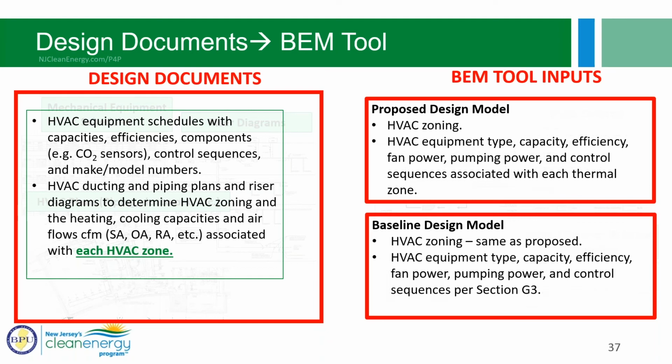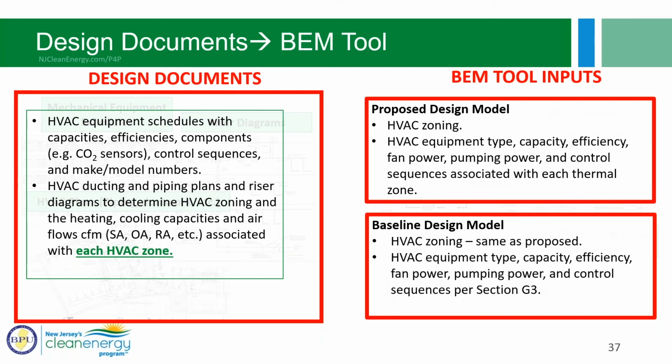The HVAC ducting and piping plans and riser diagrams help us to determine the HVAC zoning. And sometimes they'll show CFMs to help us understand the airflows associated with each of these zones and the ventilation system. So for the proposed design, we need to capture the HVAC zoning in the BEM tool.